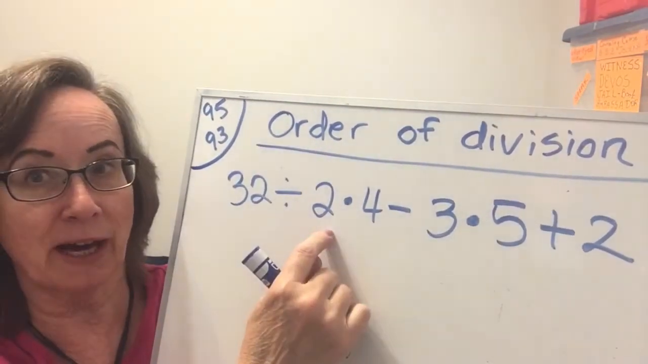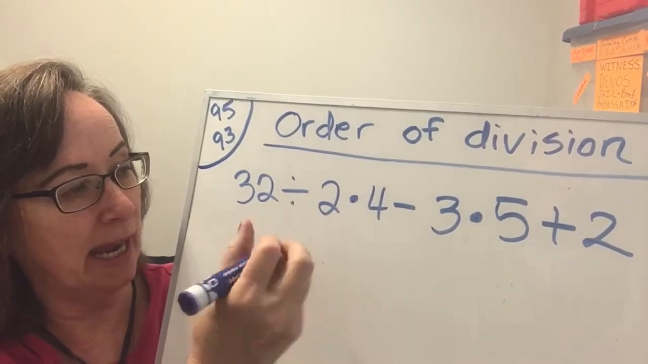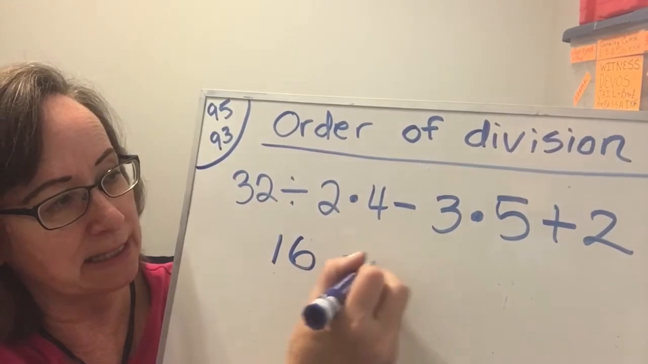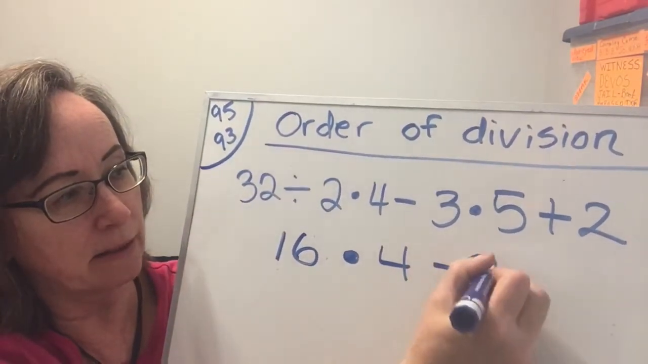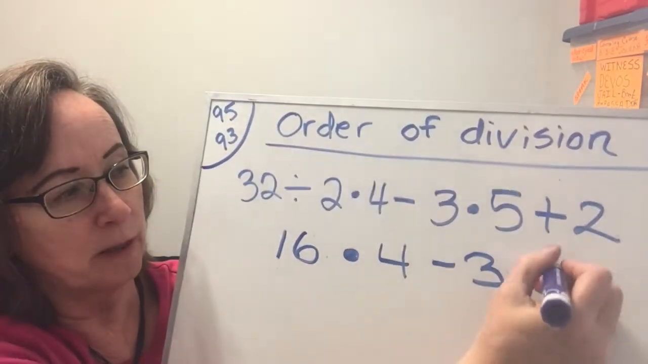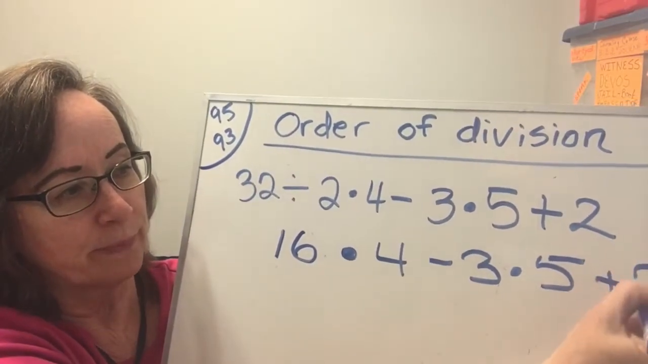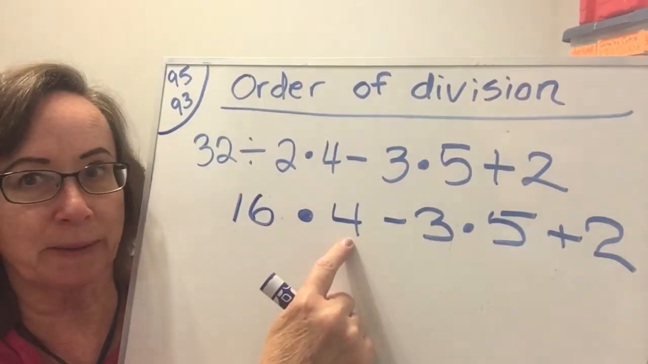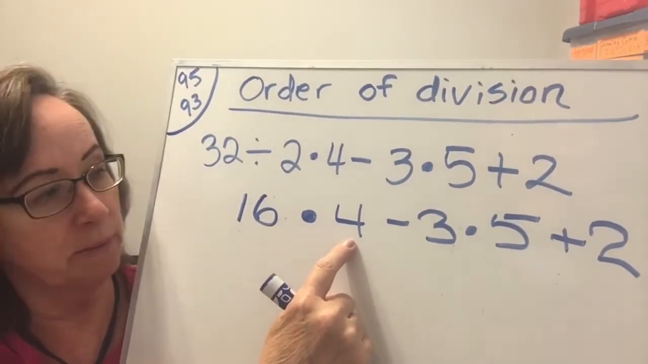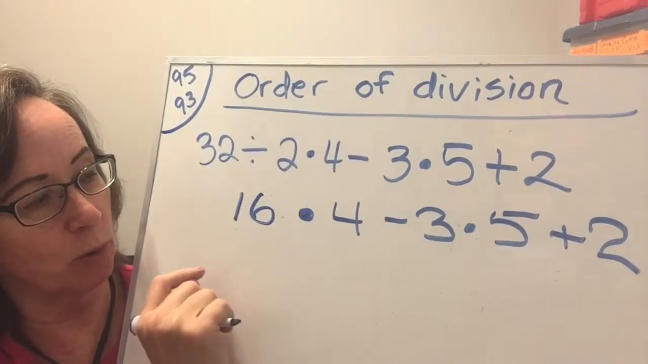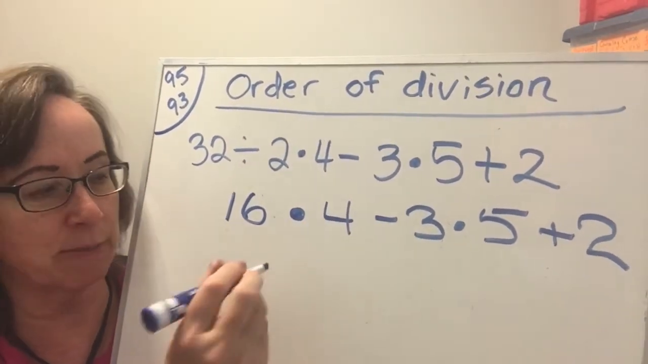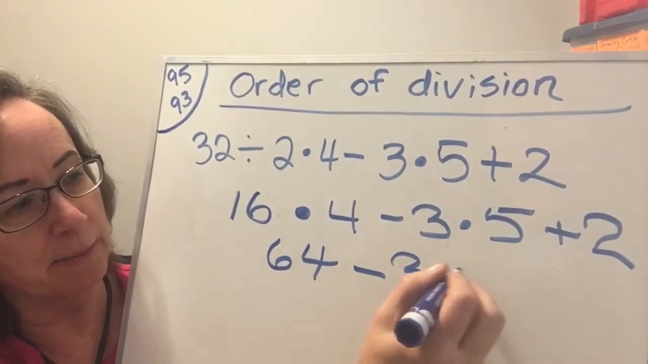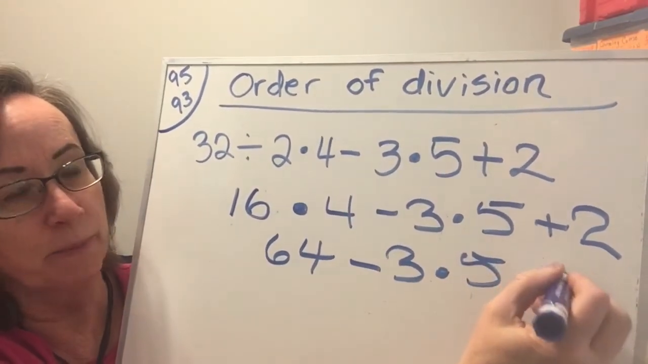So 32 divided by 2 is a division, and it's going to be 16. And then 16 times 4 minus 3 times 5 plus 2, since I'm doing this all in order for you. Okay, and next we have a multiplication, which we will do because it's a higher order of operations. So 16 times 4 is 64, minus 3 times 5 plus 2.